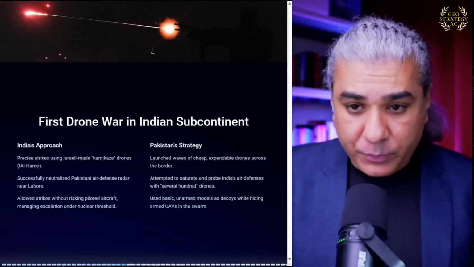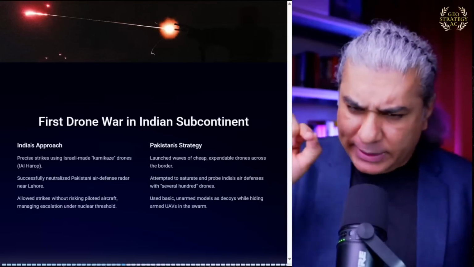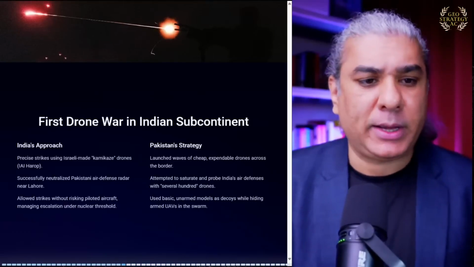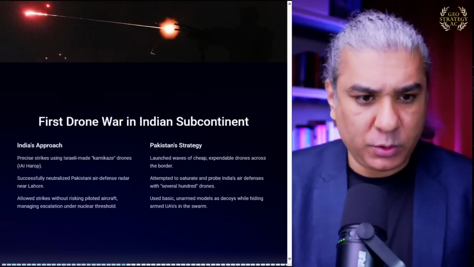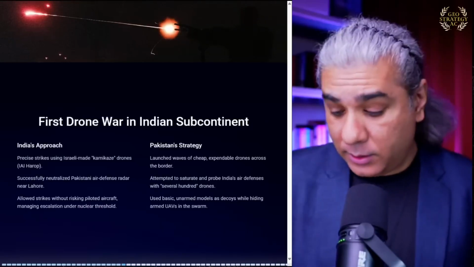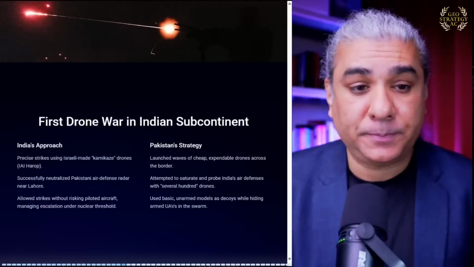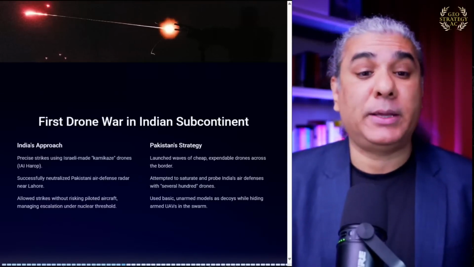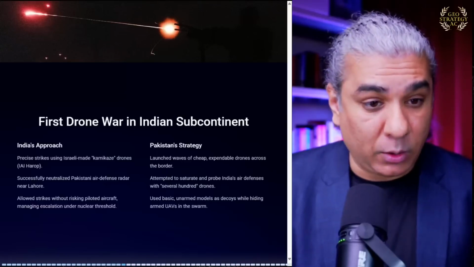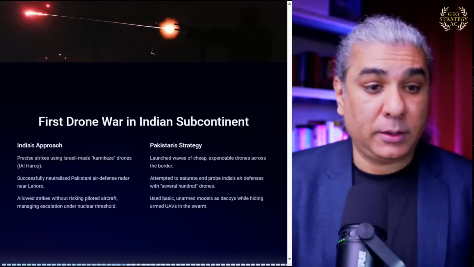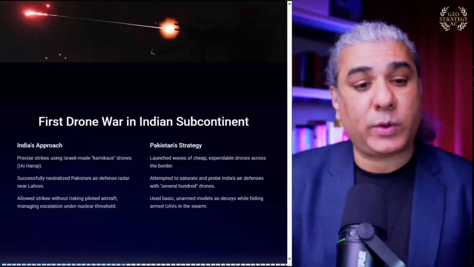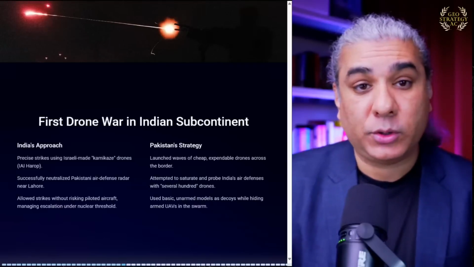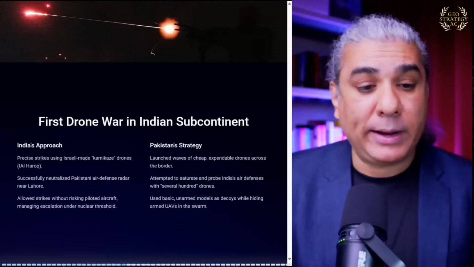India conducted precise pinpoint strikes on Pakistani targets using Israeli made kamikaze drones, the IAI Harop drones. India hit a large number of Pakistani terror hubs, terrorist infrastructure. India successfully neutralized Pakistani air defense radar near Lahore. And India's strategy allowed India to strike at Pakistan without risking piloted aircraft, and this ensured that the escalation was managed under the nuclear threshold.